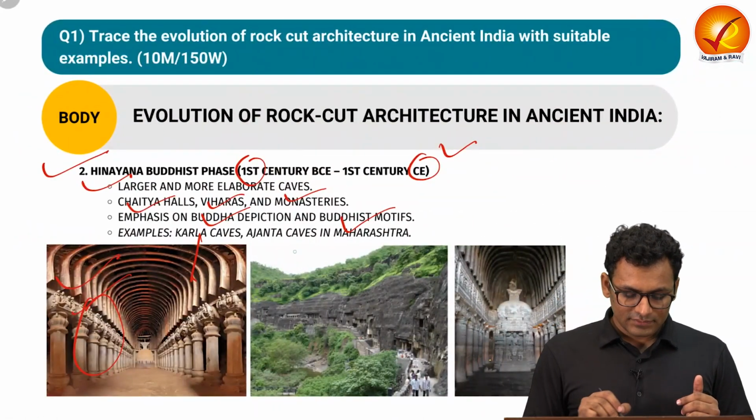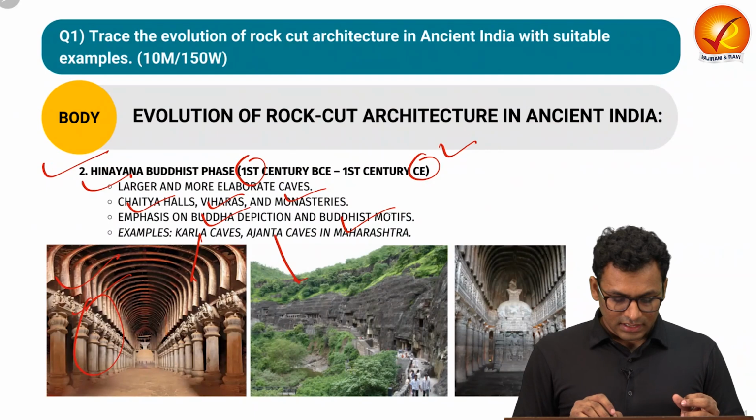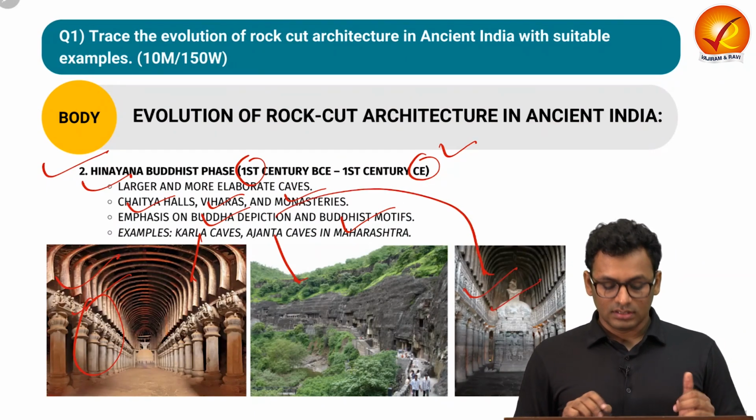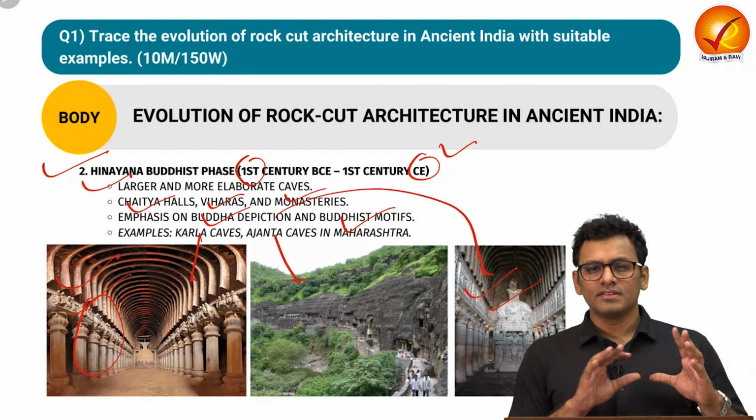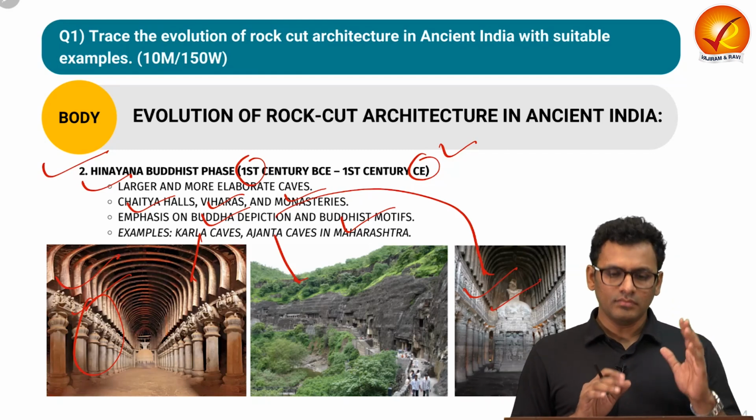So we have Karla caves over here. We have Ajanta caves as well. You can see there's Buddha's depiction over here. There are Buddhist motifs. So thus there is a certain kind of evolution from the early phase.